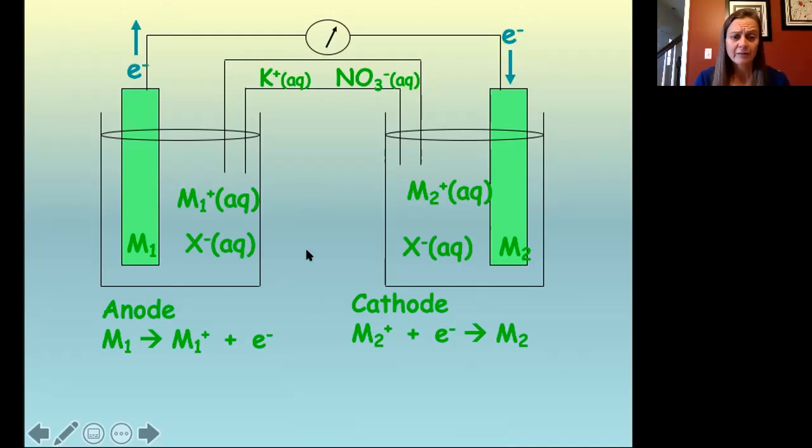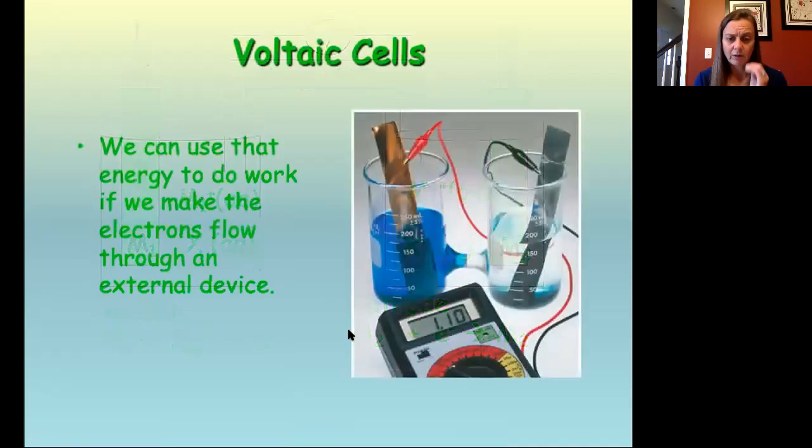So those are our half cells. If any of this connection stops, if the wire is removed, the cell stops working. If the salt bridge is removed, the cell stops working. If our solution over here runs out of ions, the cell stops working. If our anode over here is consumed, the cell stops working. So we have to have all of these pieces in order for our reaction to happen.